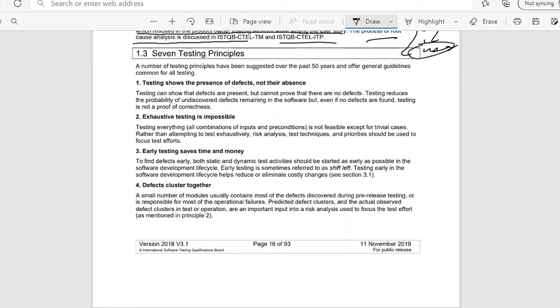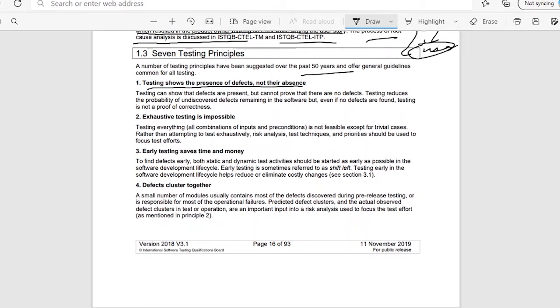There are 7 testing principles which you need to keep in mind, and during the exam you will get some questions about them, maybe one or two. So there are some basic testing principles. Over the last 50 years, the first principle: testing shows the presence of defects, not their absence.